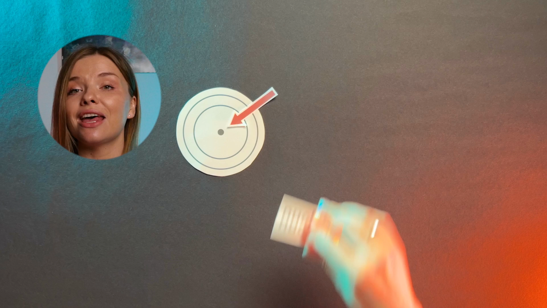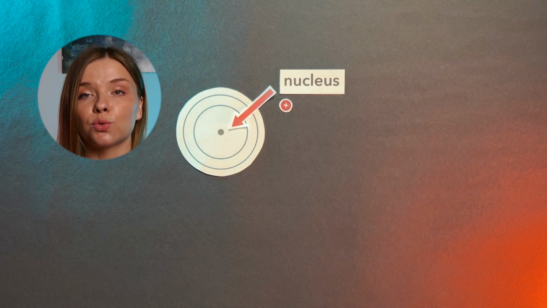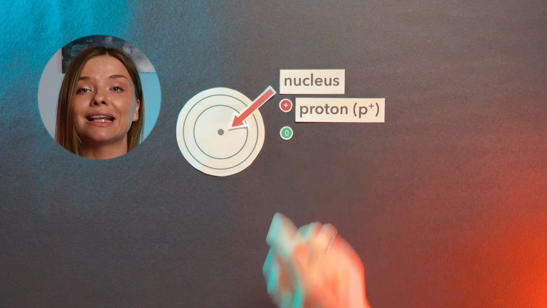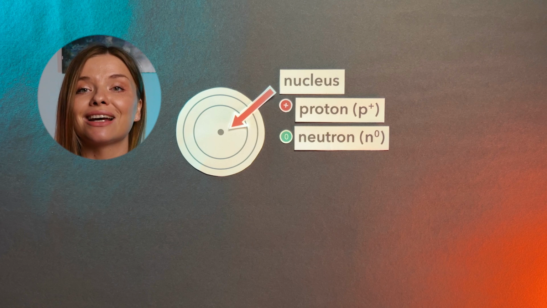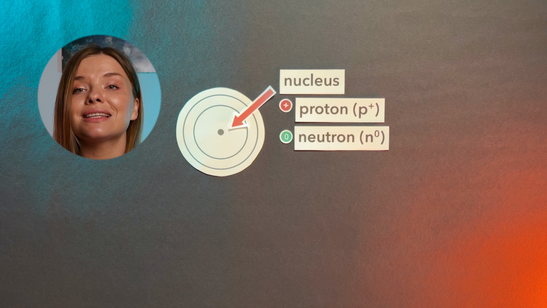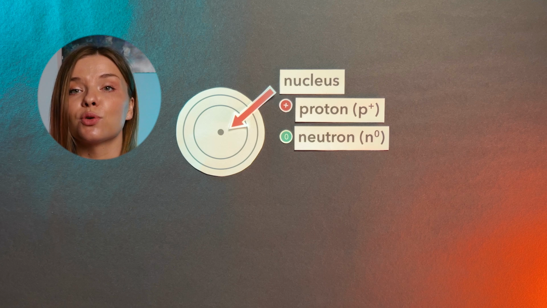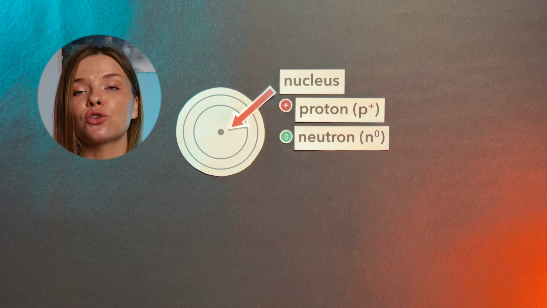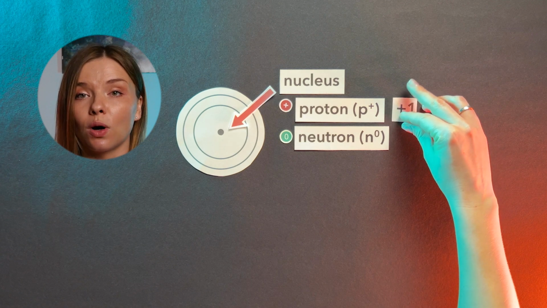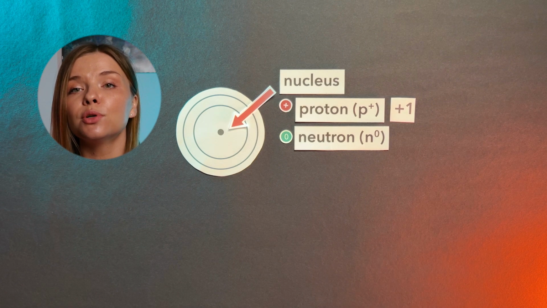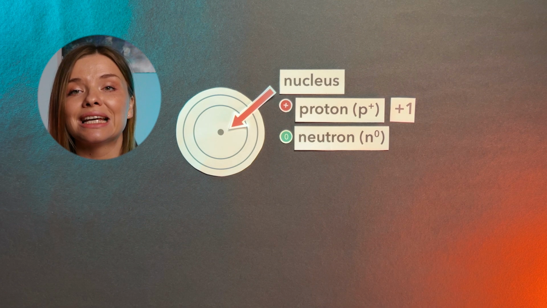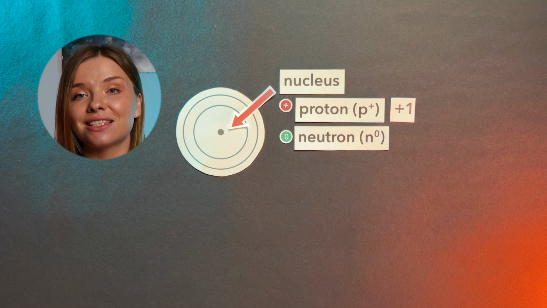At the center of every atom is a nucleus, which consists of protons and neutrons. Protons have a positive charge, while neutrons have no charge. So, because of this, the nucleus of an atom is positively charged. We consider the charge of one proton to be +1, and the number of protons in the nucleus of a specific atom can be found using its atomic number in the periodic table.